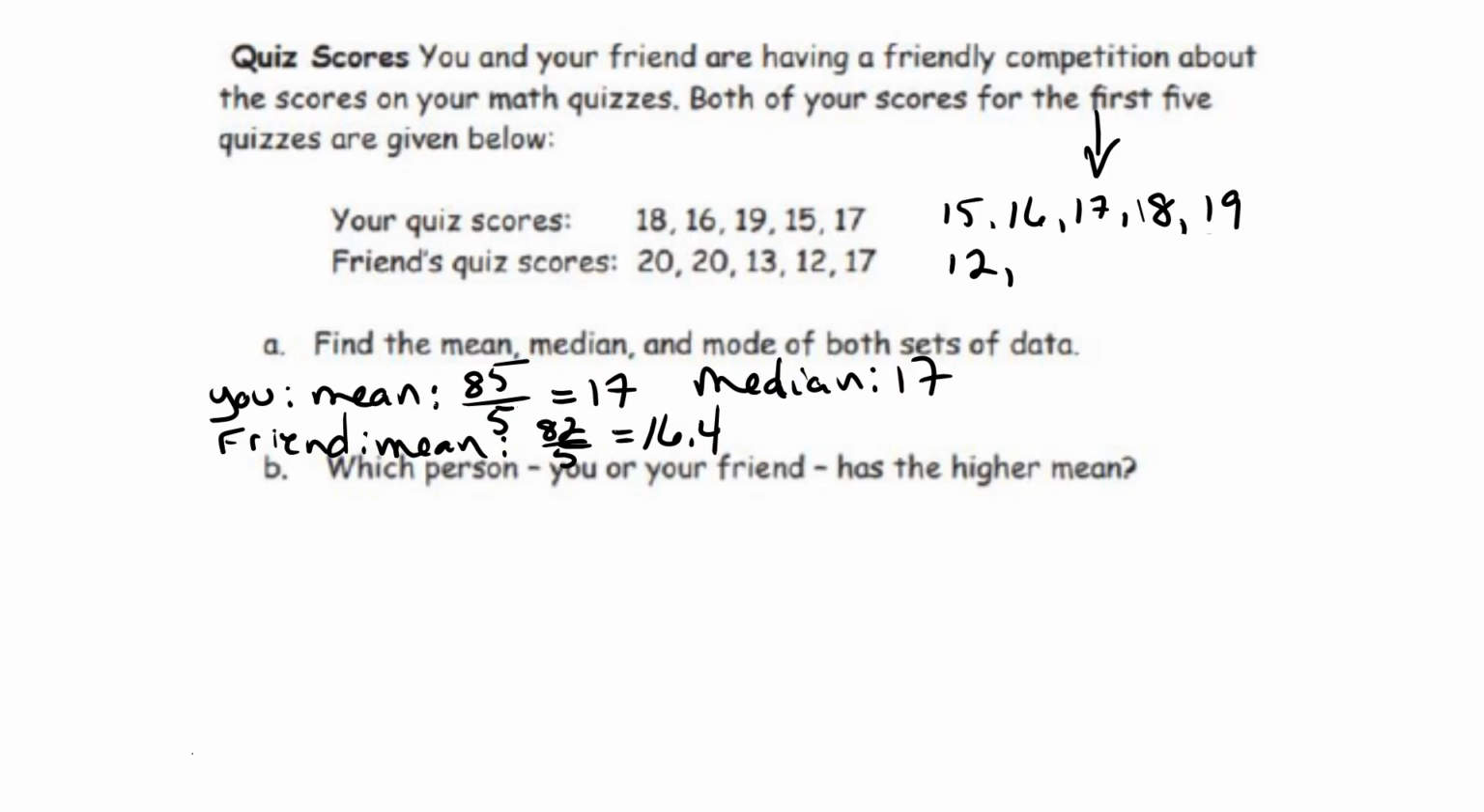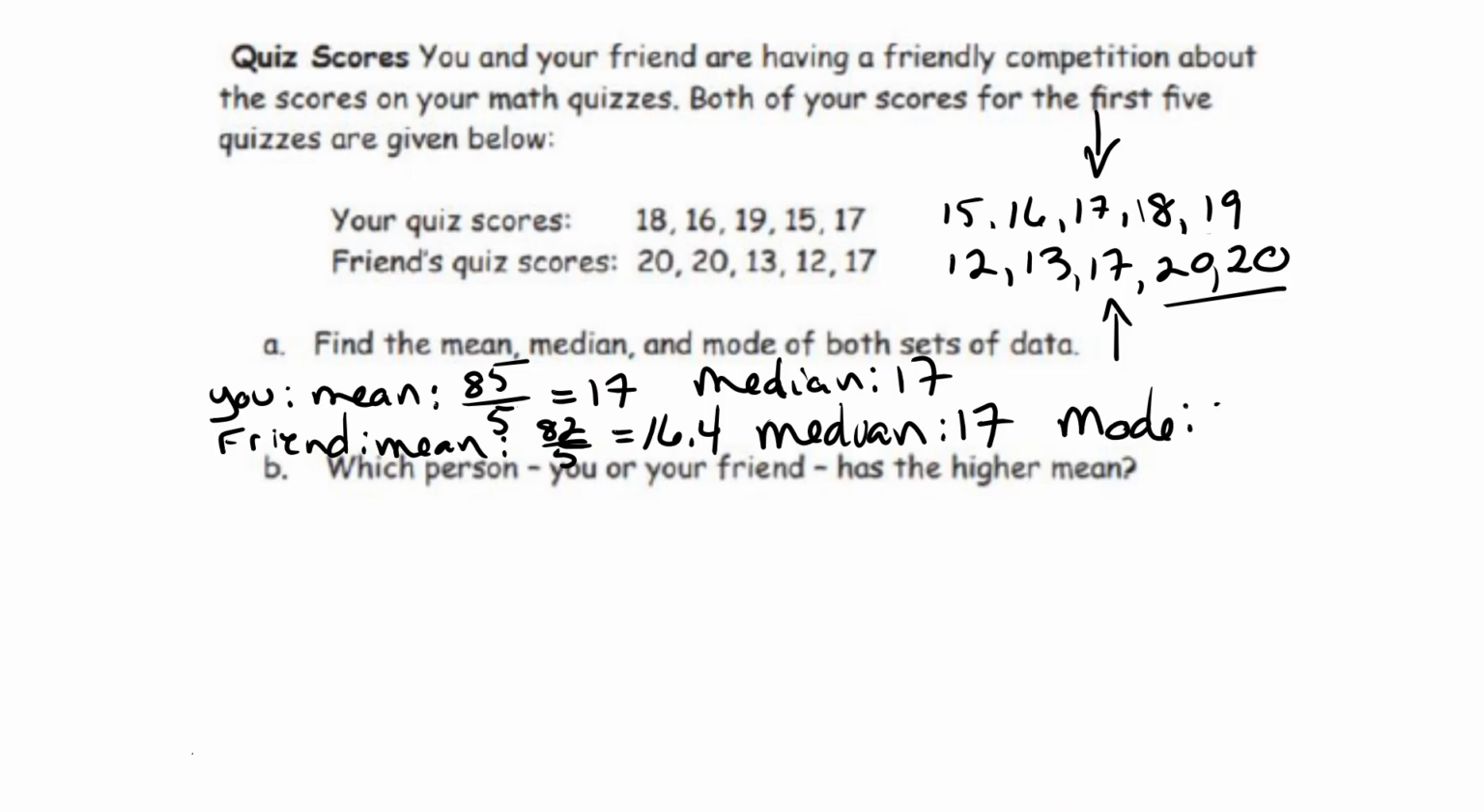We've got 12, 13, 17, 20, and again a 20. And their median is also right in the middle at 17, but they do have a mode. Unlike your data set, they have a mode of 20. So if we compare means, your mean is higher than theirs.